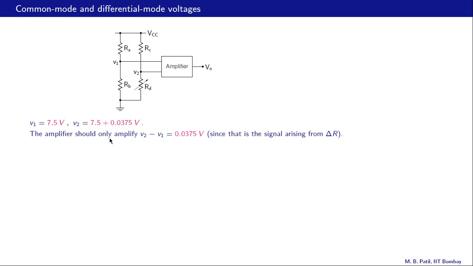Now the amplifier should only amplify V2 minus V1, which is this quantity here, a small voltage, because that is the signal arising from delta R. This 7.5 has nothing to do with the signal or the temperature or pressure being measured, and the signal information is embedded only in this term here. So therefore the amplifier should amplify V2 minus V1 and nothing else. So that is the purpose of this whole setup here.